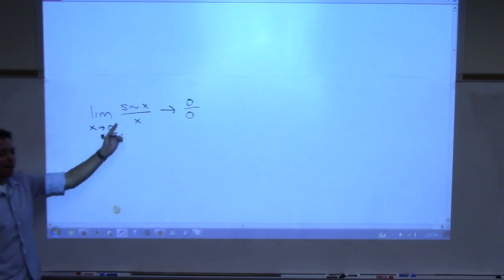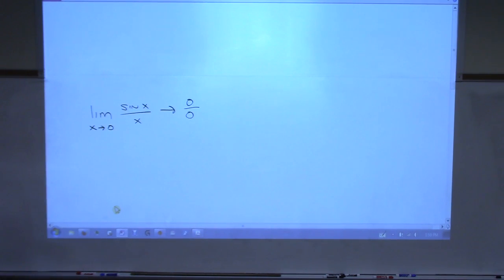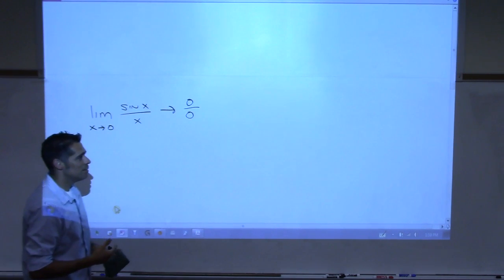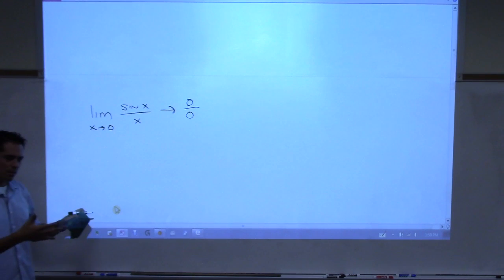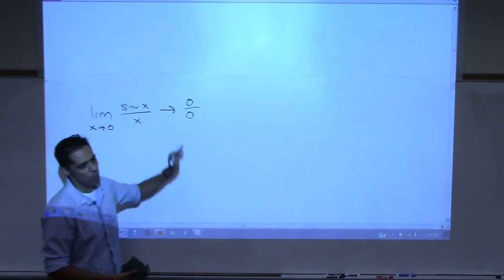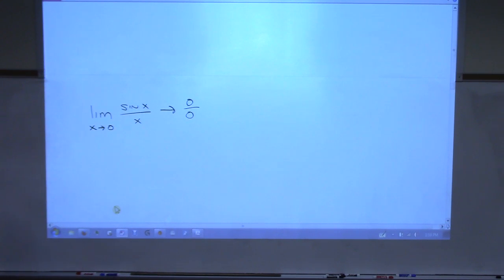You could start hammering away at this with trig identities, and trust me, the most elegant way to do this requires drawing pictures and convincing you that you can squeeze that value between two other values and it pinches it down in between one and one, so it goes to one. It's actually a beautiful proof. If you want to see it, you can come to my office. I'll show you. We don't have time in this class for it.